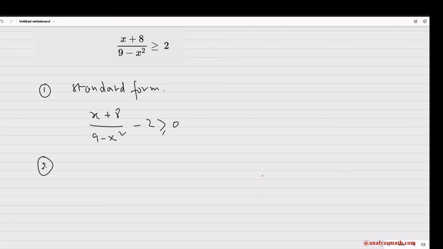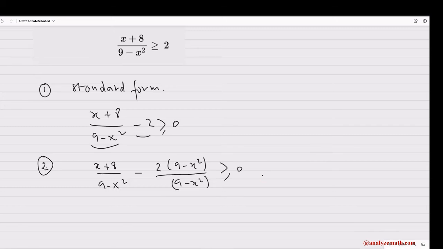The second step is common denominator, because this is a rational expression and this is a number, so we need to put everything over the same denominator, which is 9 minus x². So that will be 2, and I multiply 9 minus x² top and bottom, bigger than or equal to 0.